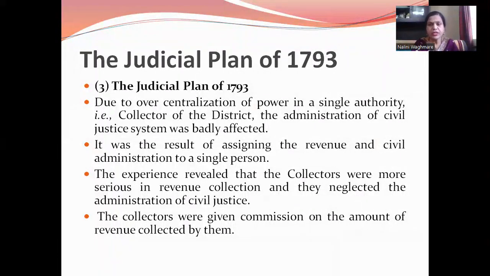So, when the British East India Company gave the authority to the collector to collect the revenue and run the administrative system, most of the collectors got very involved in collecting only revenue, became rich, and neglected the civil justice or administrative system. That's why this act gave some reformed measures to them.